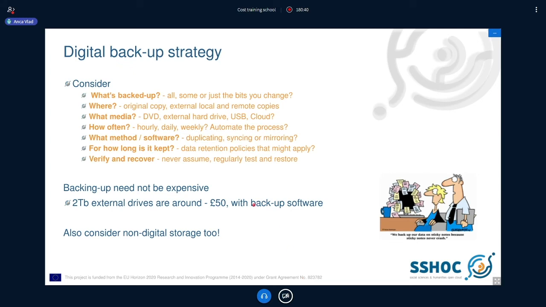Another aspect to consider is having a digital backup strategy to avoid data loss or data destruction. And there are multiple things to consider here: what we need to back up, where, what type of media we can use, how often we need to duplicate or synchronize the information backed up, and how long we need to keep it. There might be different data retention policies that apply, as advised, for example, by ethics committees or your funder. Also, it's very important that you check these backups regularly to ensure that they're still in working condition.